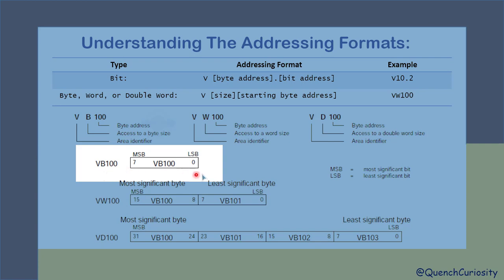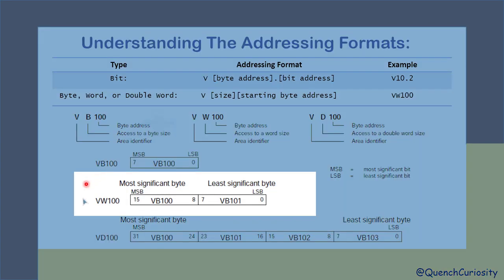In similar fashion, what we have seen for byte address, if I'll use it as VW100, then from our memory mapping knowledge, we know that one word is equal to 2 bytes. So if I am using VW100, then VB100 and VB101 are assigned to VW100. So whatever the data will be there in VW100, that data will be stored in VB100 and VB101.